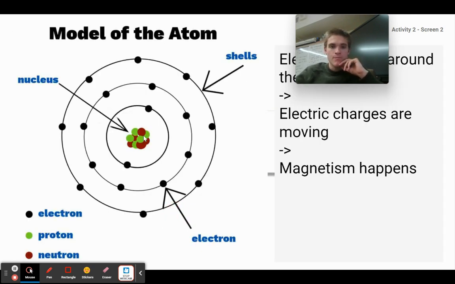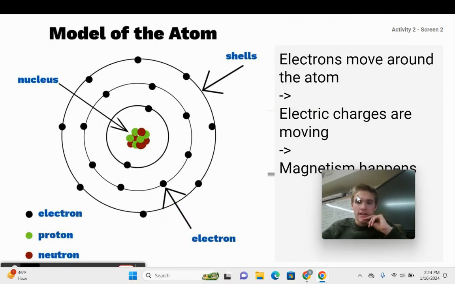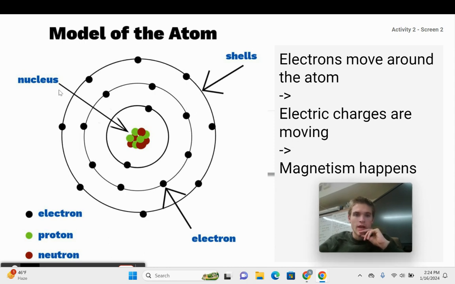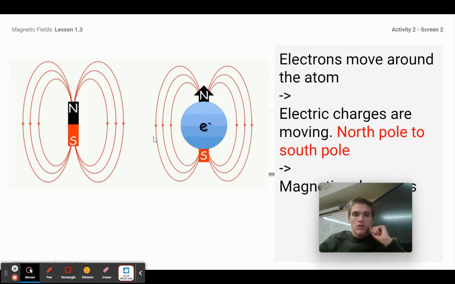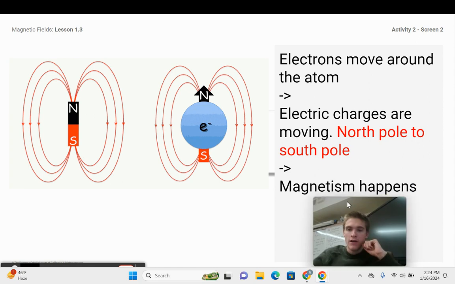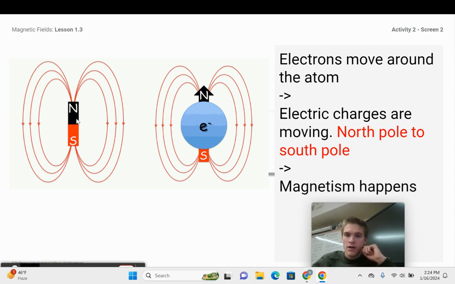So in an atom, we have these electrons on the outside. These electrons are moving around this atom really quickly. When the electrons are moving, it's causing magnetism to happen. So in a magnet, all of the electrons spinning around this magnet are moving in a unified way from north to south pole, causing magnetism to happen.